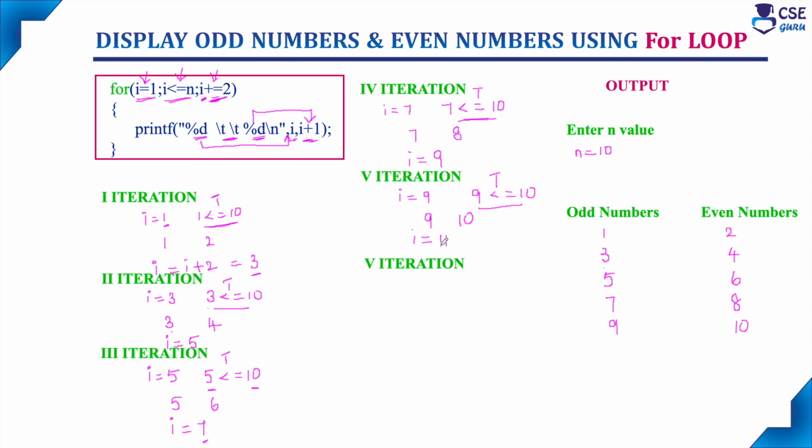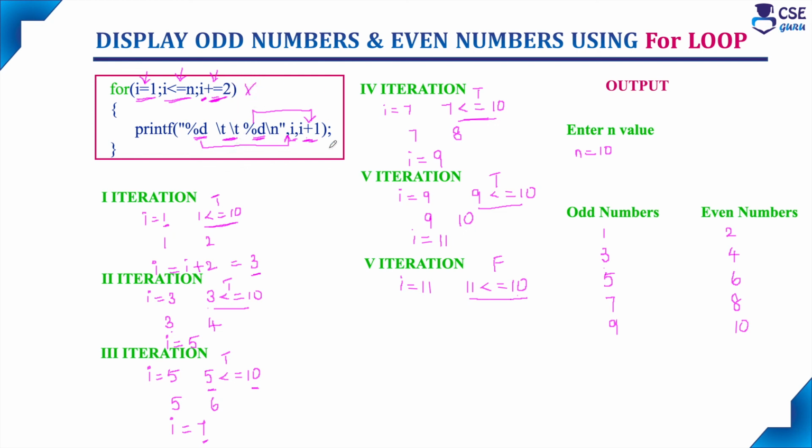So, for the next iteration, I value will be considered as 11 and check the condition whether 11 is less than or equal to n value, which is 10 only. N we are not at all updating at any iteration. So, n value is 10 only. 11 less than or equal to 10, condition fails. 11 is not less than 10, not equal to 10. So, condition fails. So, at this iteration, since the condition fails, it will not allow the body of the loop to execute and the loop will exit here.